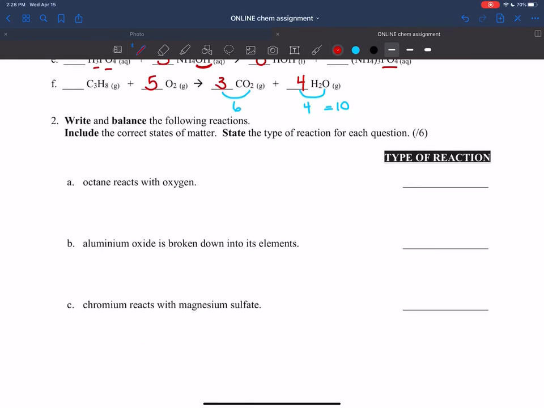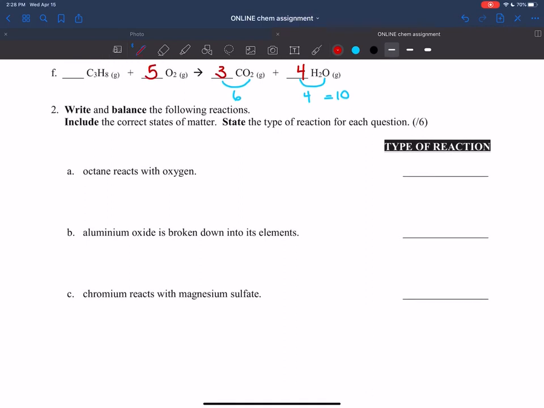Include the correct states of matter and state the type of reaction for each question. So octane reacts with oxygen. That's a combustion reaction. Aluminium oxide breaks down into the elements. That's a decomposition reaction. And chromium reacts with magnesium sulfate. I have an element plus a compound. And so if I have an element plus a compound, that's a single replacement reaction. So I have that done.